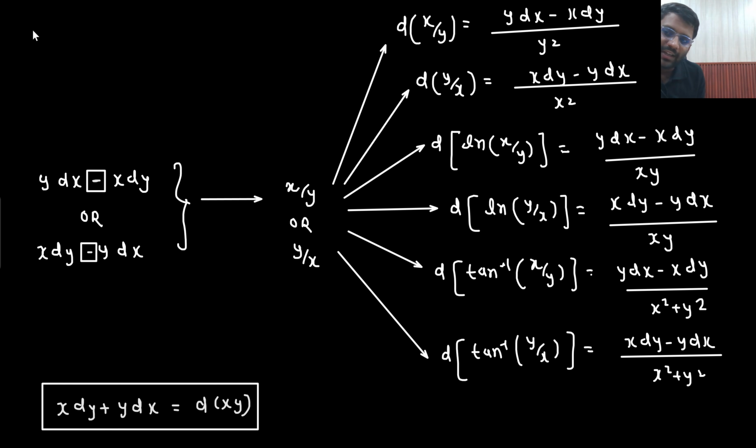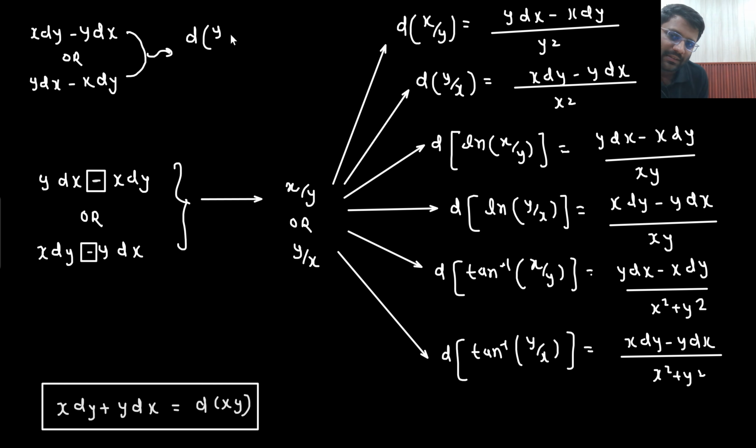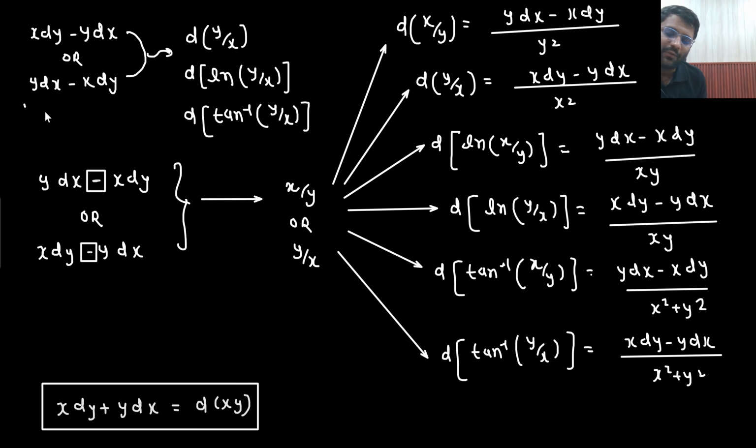So whenever you see the negative sign, x dy minus y dx, or if I see y dx minus x dy, just this negative sign whenever I see, sir, something will start clicking to me. What will start clicking to me? Sir, d of x by y or y by x, or sir, d of ln, since there is a negative sign, so always y by x or x by y, or sir, d of tan inverse y by x or x by y.